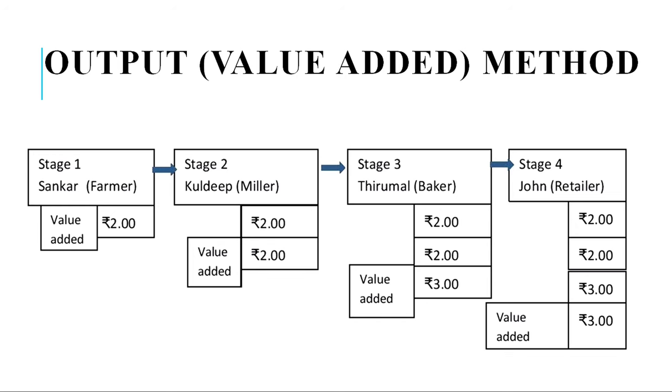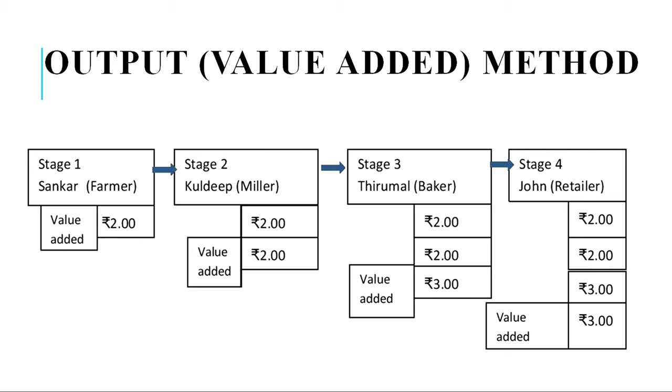So, I already told you that there are three methods through which GDP is estimated. I am going to give you one example of how GDP is estimated using the output method, the value added method. Look at the screen. In the example, I already told you about the biscuit. Biscuit is manufactured, and this biscuit is made of wheat.